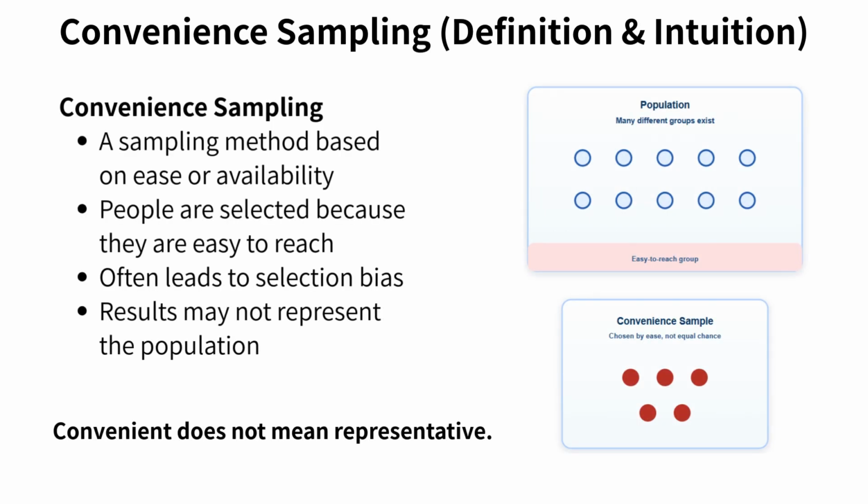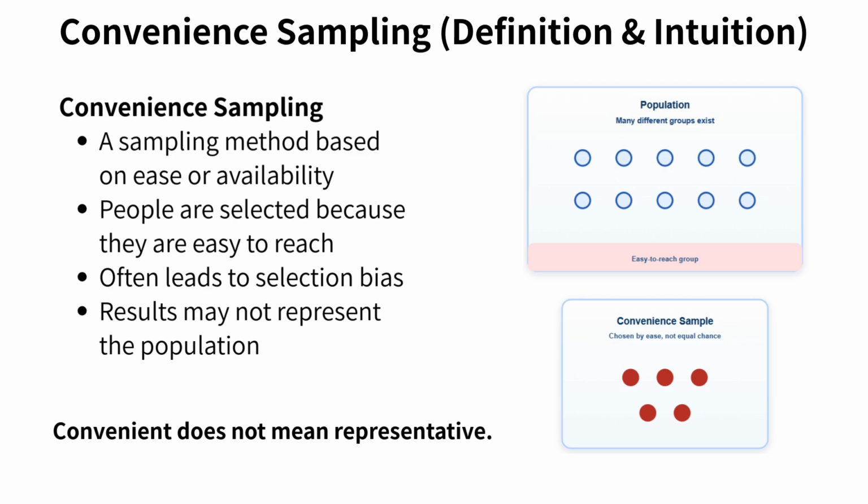Now let's look at a sampling method that introduces bias: convenience sampling. Convenience sampling means that people are selected based on ease or availability. In other words, the sample is made up of individuals who are easy to reach, rather than individuals chosen through a fair random process. Take a look at the diagram. The population at the top includes many different groups, represented by circles. Notice the pink box in the middle highlighting the easy-to-reach group. The convenience sample, shown in red at the bottom, is drawn mainly from this one group.